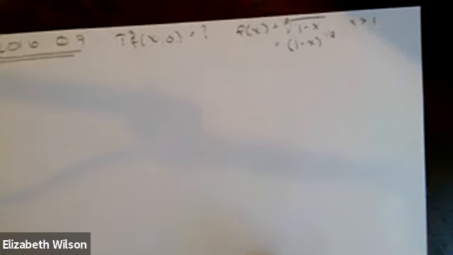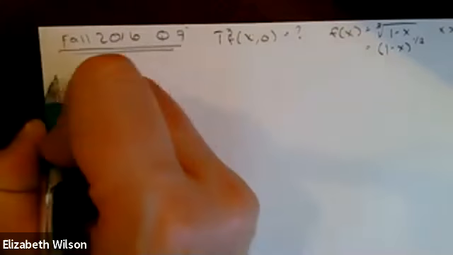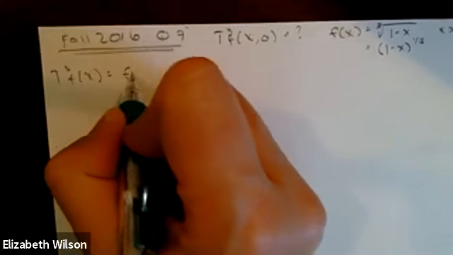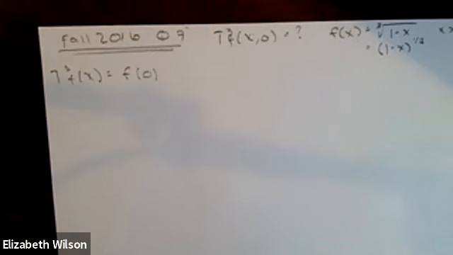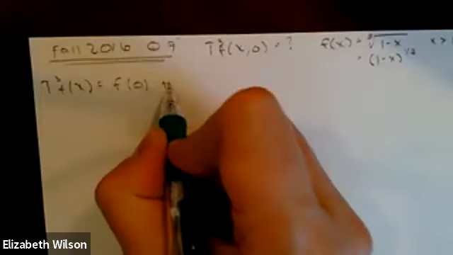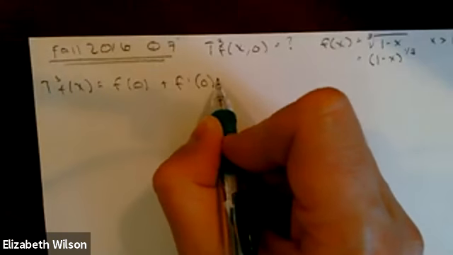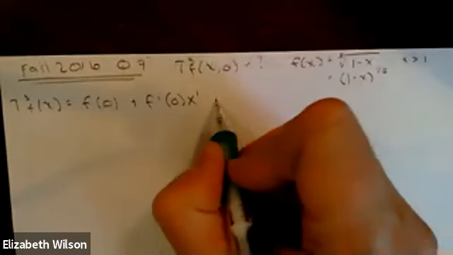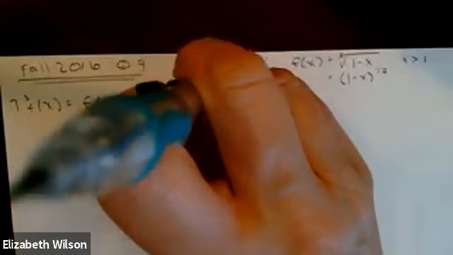So let's write out our general format for the Maclaurin. Our third order Maclaurin polynomial looks like this: I need to take my function, evaluate it at 0, because that's what Maclaurin is. I have to take my first derivative, evaluate it at 0, and multiply that by x to the first power. Let me get rid of that so it's not confusing.